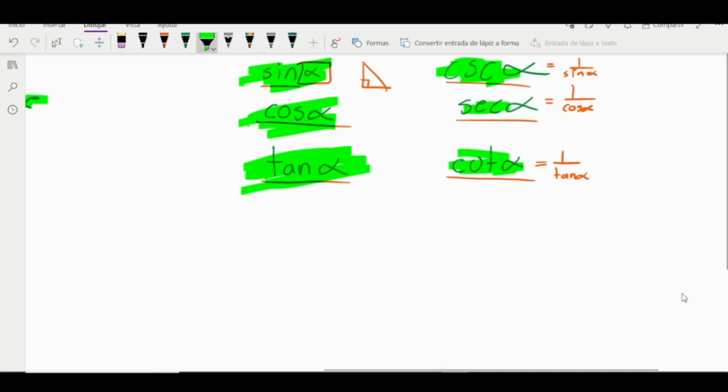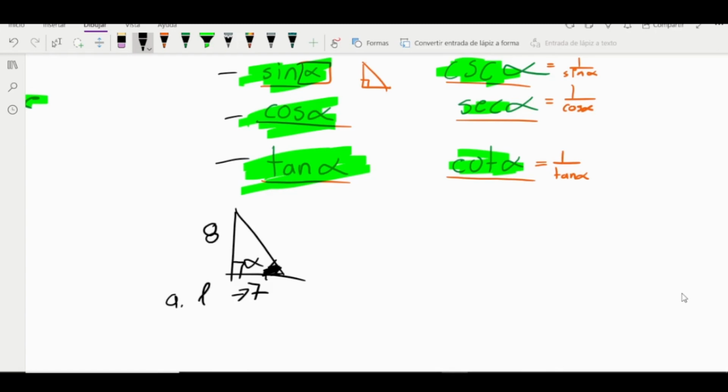The idea of these functions is to find the angles. We're going to use the inverse function of one of these, sine, cosine, or tangent, and we're going to be able to find the angles. For example, imagine that we have a triangle like this one. We have the alpha angle here, this is the right angle, and we don't know the value of alpha. But we know that one side is 7 and another side is 8. Here, this is the adjacent leg, and we also have the opposite leg, or opposite side.